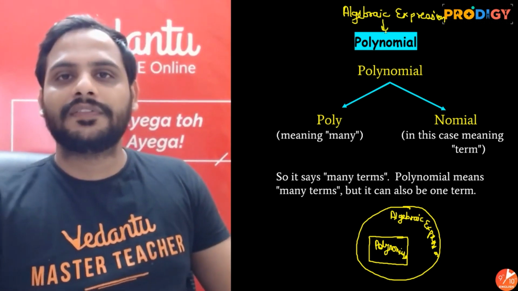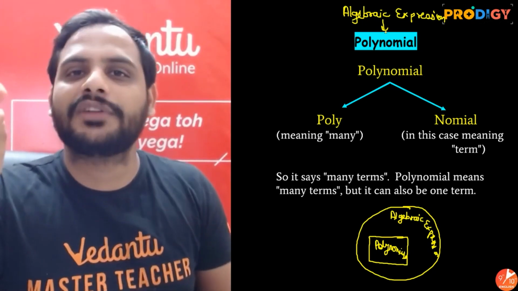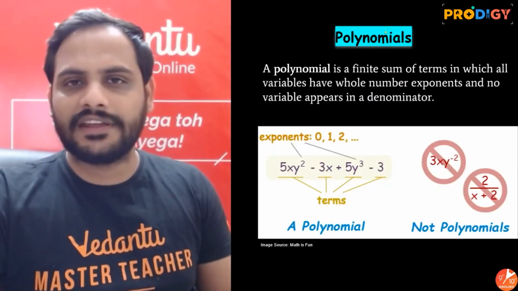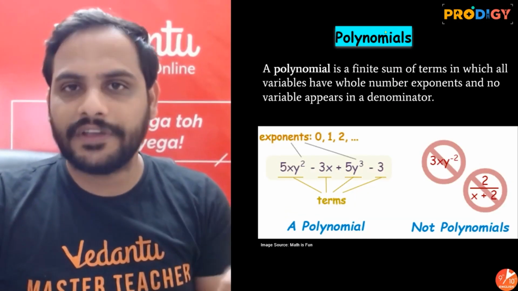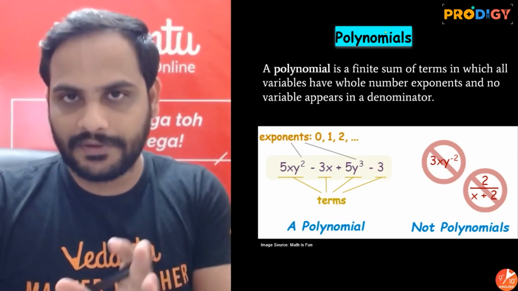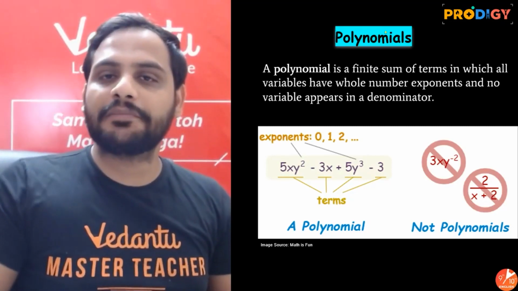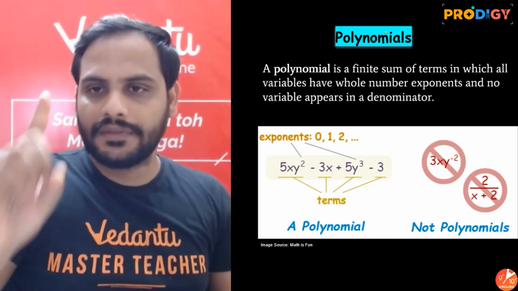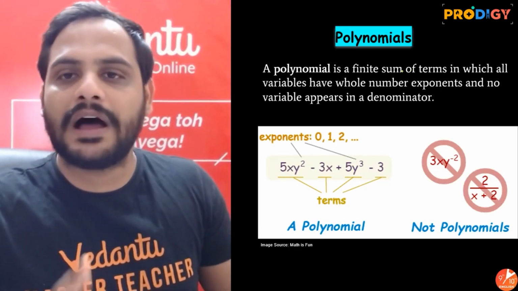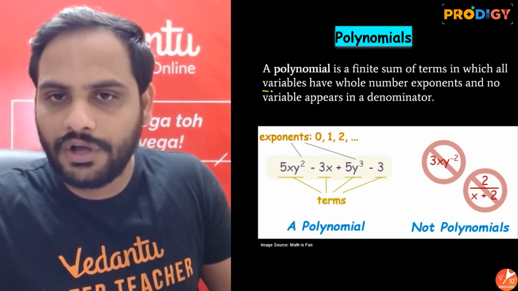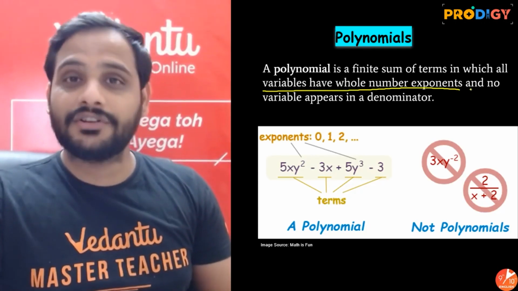Now how do we know whether a given algebraic expression is a polynomial or not? The conditions are very easy, beta. It's as simple as that. First thing, we need to make sure that for an algebraic expression to be a polynomial, the power of the variable must be a whole number. The power of the variable, be very sure I am talking about the power of the variables, must be a whole number, or variables have whole number exponents. Variable should have whole number exponent.